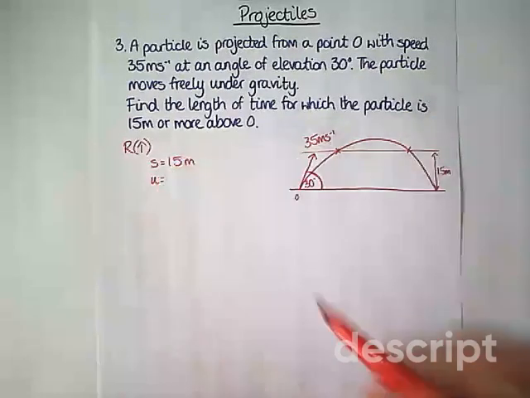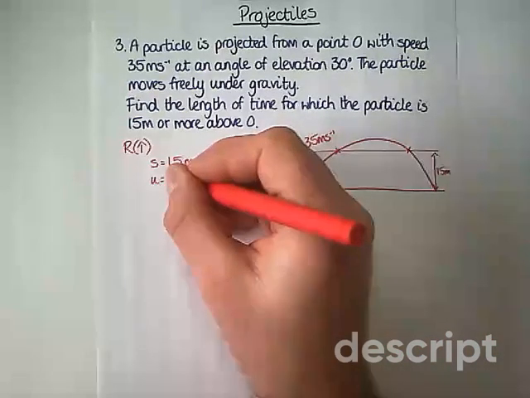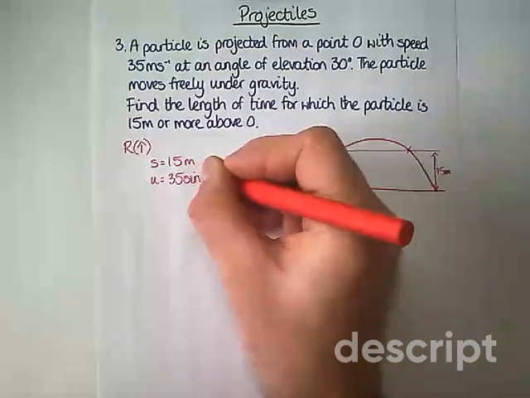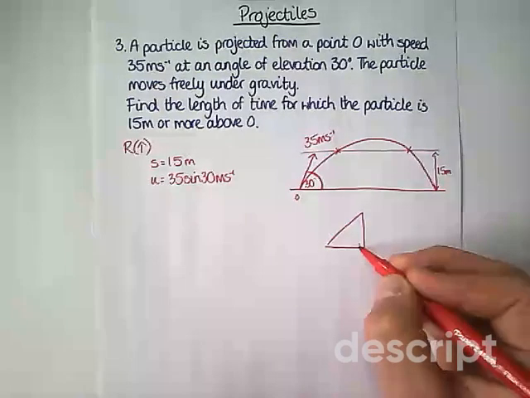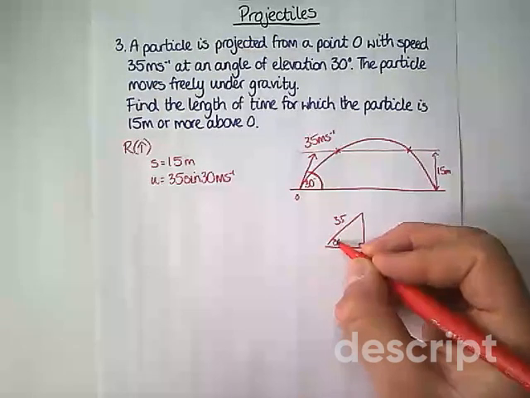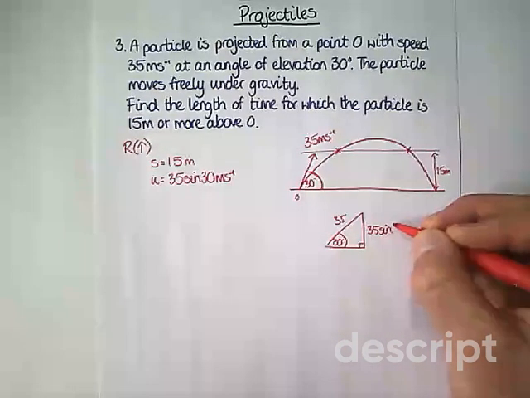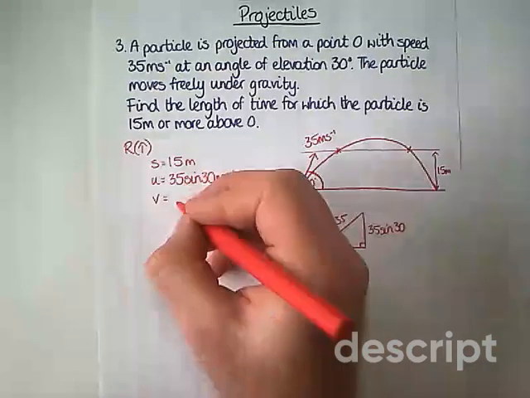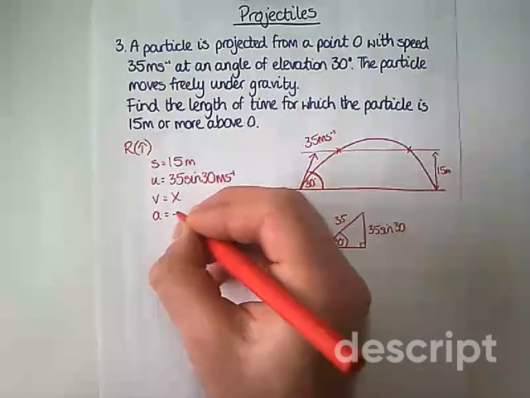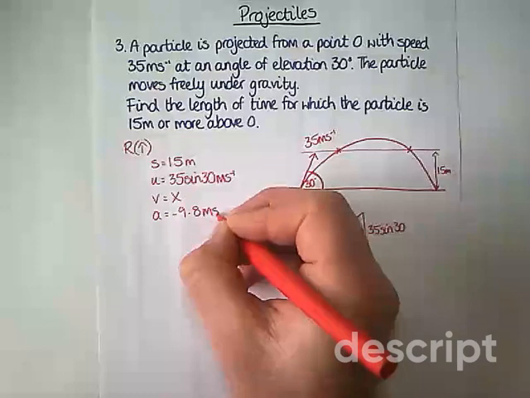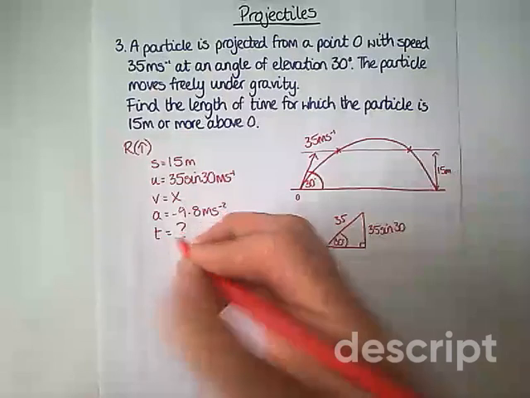So our initial vertical velocity is 35 sine 30. Remember, we can draw that as a right angle triangle if that helps us. 35 is the hypotenuse, 30 degrees is this angle. We want the vertical part, so this is 35 sine 30. We don't know what our final vertical velocity is at either of those points, and we don't need it. Acceleration is due to gravity in the opposite direction, so minus 9.8 meters per second squared. And we are trying to find the times.